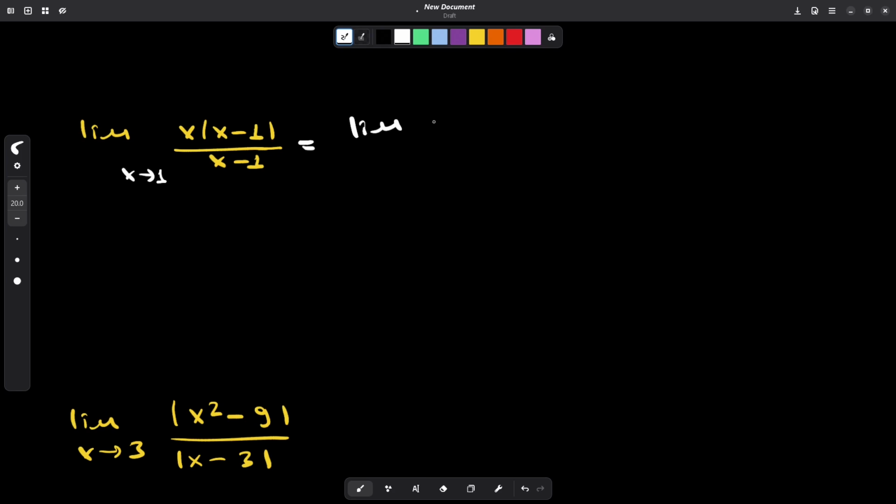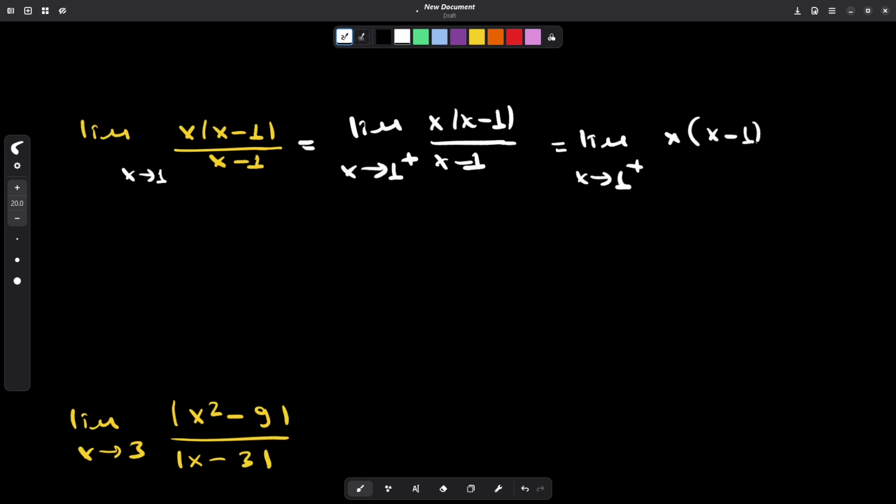Limit of x multiplied with the absolute value of x minus 1 over x minus 1 as x approaches 1 from the right side. When I approach it from the right side of 1, inside of the absolute value is positive because I'm greater than 1. Therefore, we can write this as limit x approaches 1 from the right side, x multiplied with x minus 1 over x minus 1. Cancel these terms, plug it in, 1.